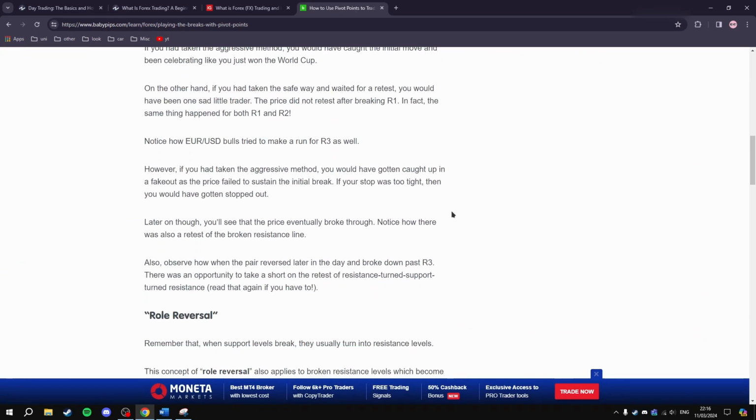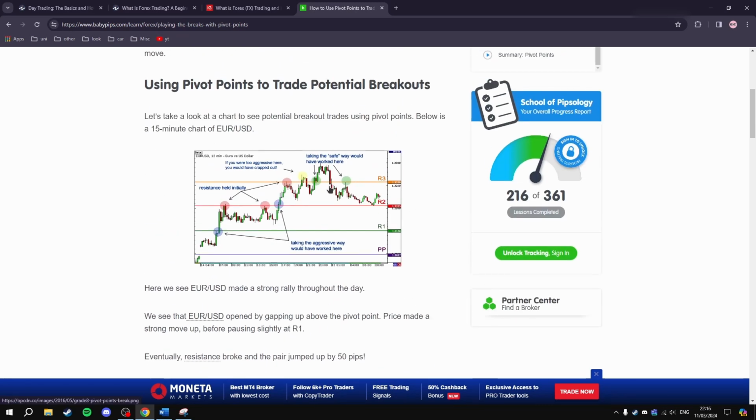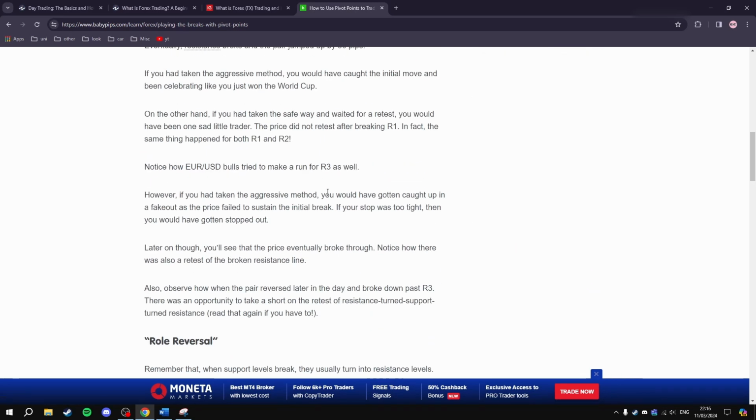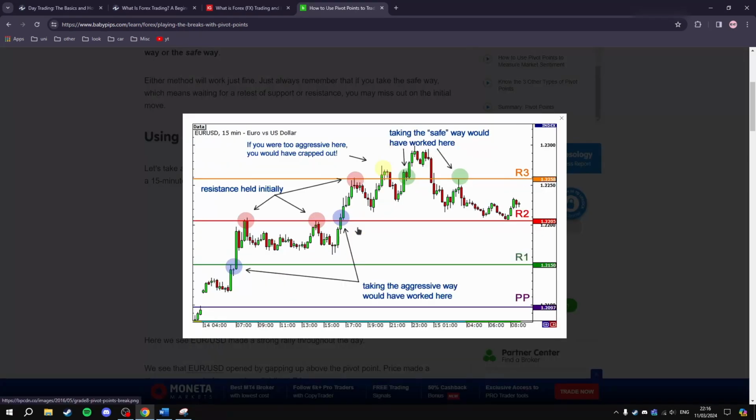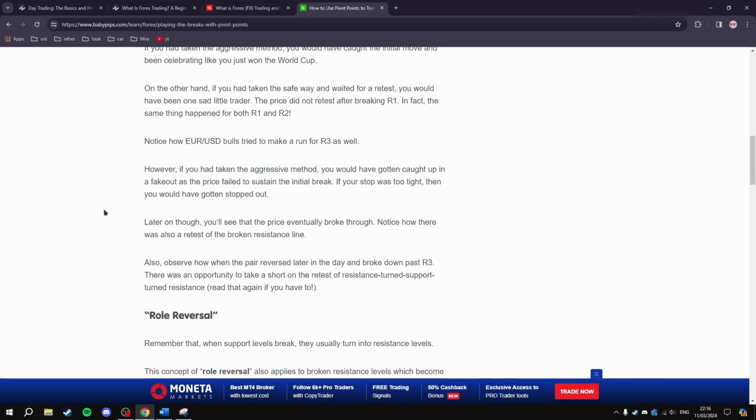Also observe how when the pair reversed later in the day and broke down past R3, so here, there was an opportunity to take a short on the retest of the resistance turn support turn resistance. So it turned back into a resistance line basically.